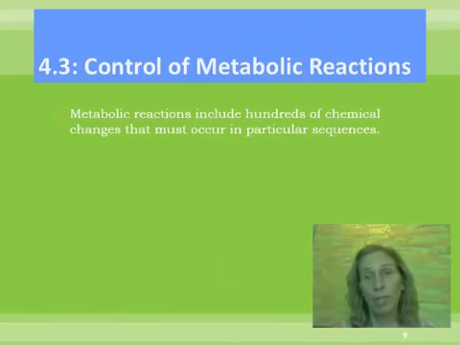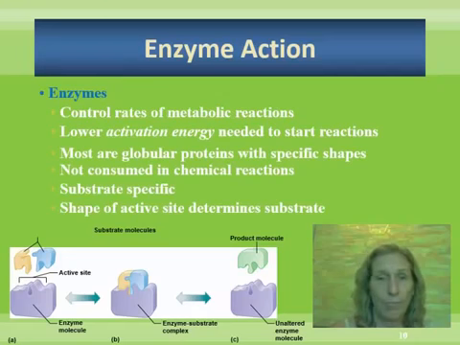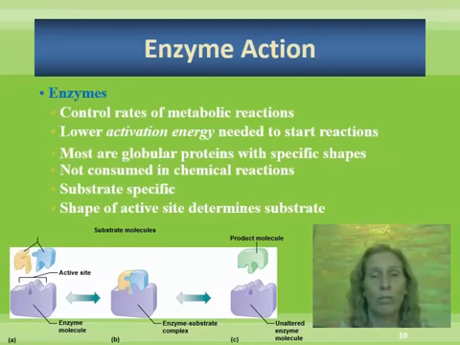We've seen that metabolic reactions include anabolism and catabolism. There's so many of these reactions that are taking place all of the time in our body, and they have to take place in a particular sequence. It is enzymes that control the rates of these metabolic reactions. Enzymes are catalysts, that is, they speed up the rate of the reaction.